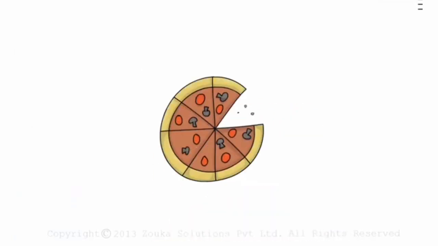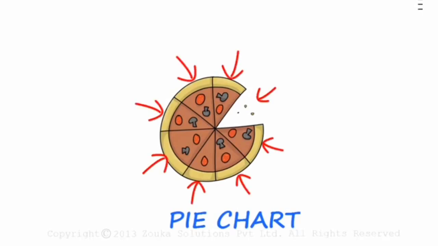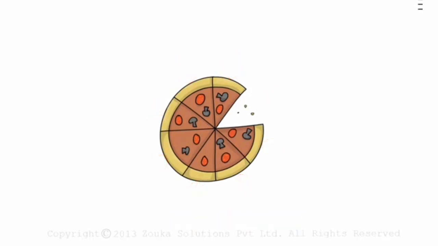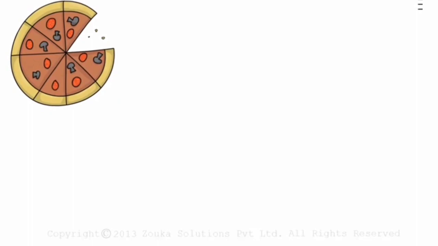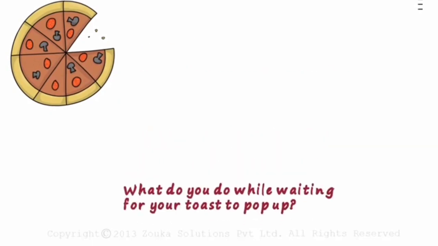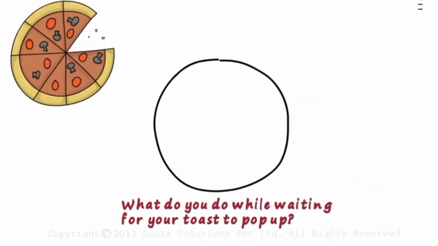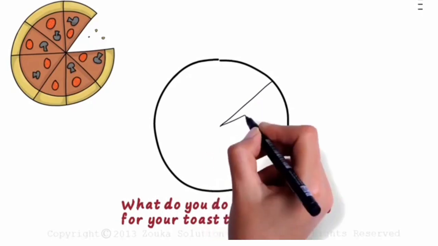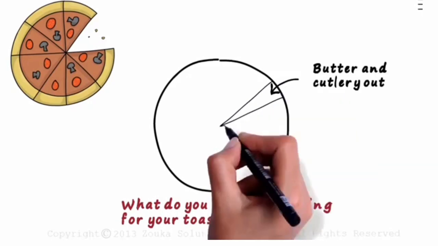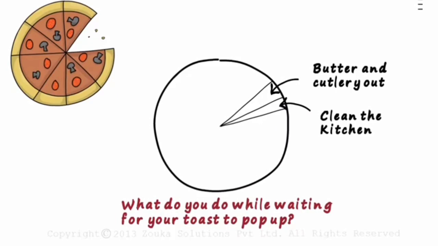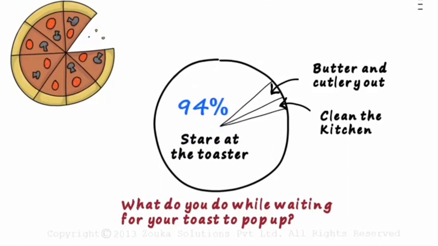And what's the best example of a pie chart? Yes, it's a pizza. It's a pie chart with equal parts or sectors. I was looking for some examples of pie charts, but then I thought I should make one myself. So I asked many people a question. What do you do while waiting for your toast to pop up? I drew a circle that represents the number of people I approached. Around 4% of the people told me that they get butter and cutlery out. 2% of the people told me that they clean up the kitchen. And you will not believe that the remaining 94% told me that they just stare at the toaster. Isn't that true with us too?